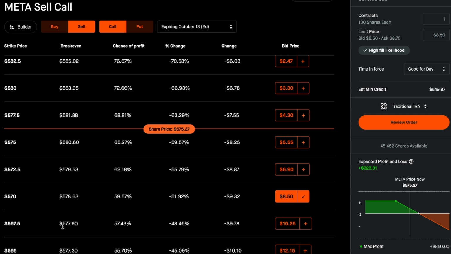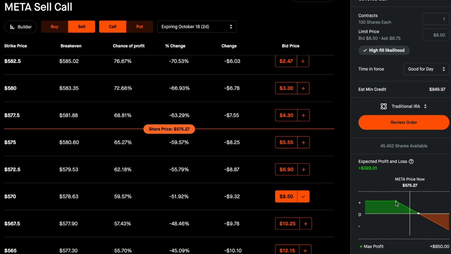Now you will note that the break even because of that is always above the strike price, which is why I'm saying you technically cannot lose on a covered call. Because look what happens if the stock price goes over to the left. If it goes lower, below 570, so 569.99, you collect your whole premium, $850, and don't have to worry about anything.